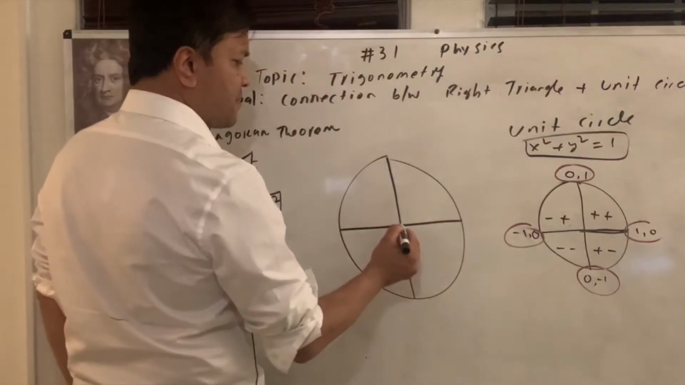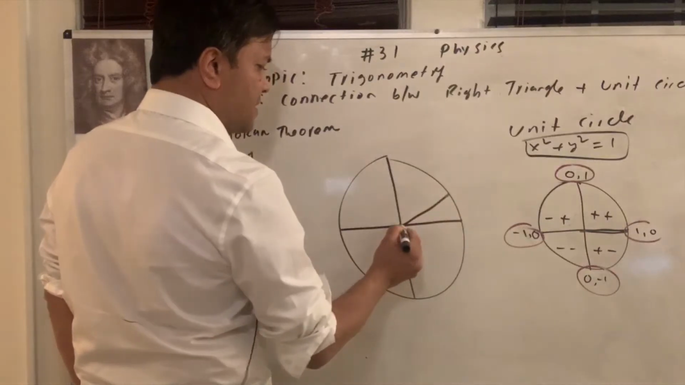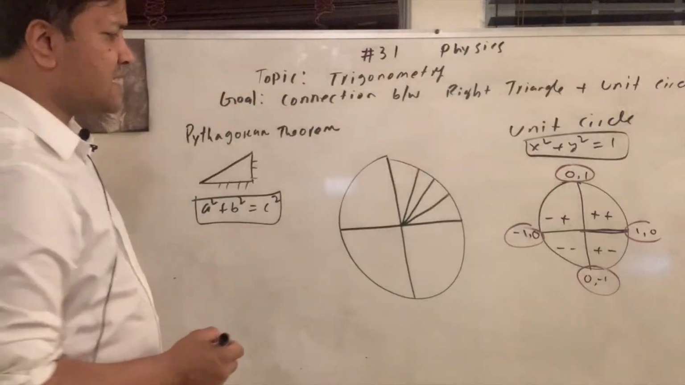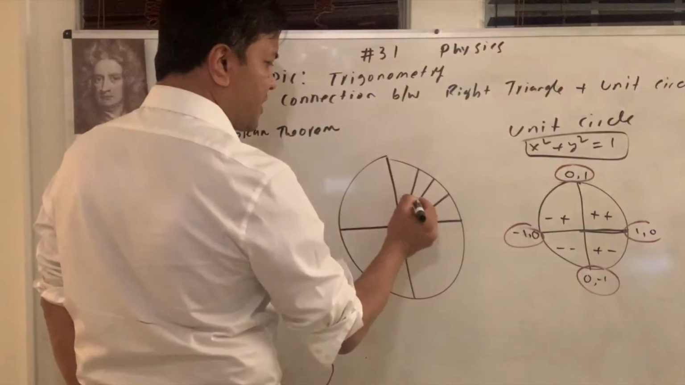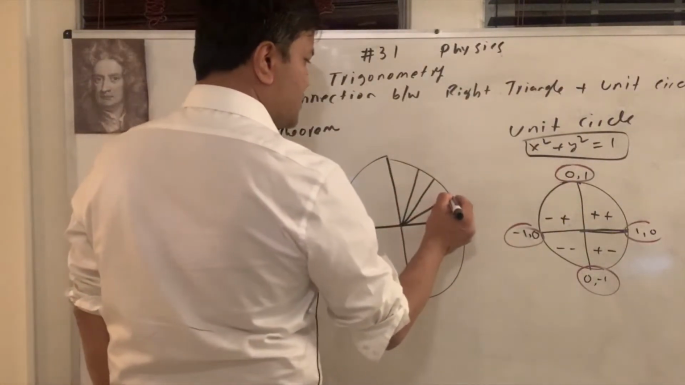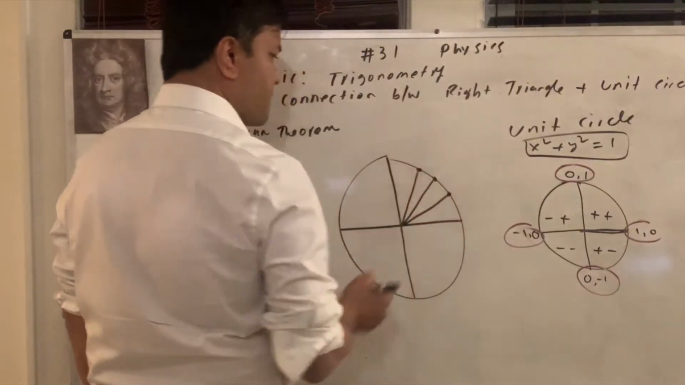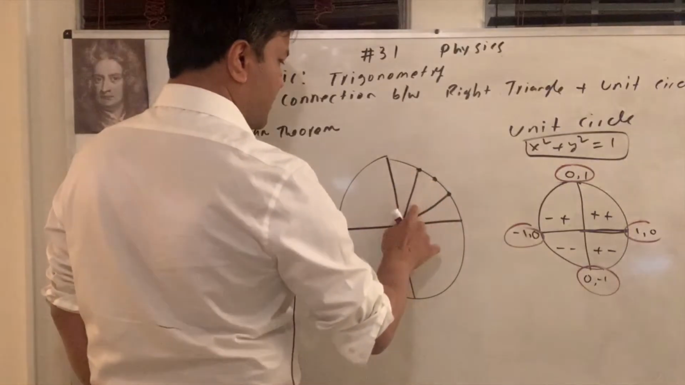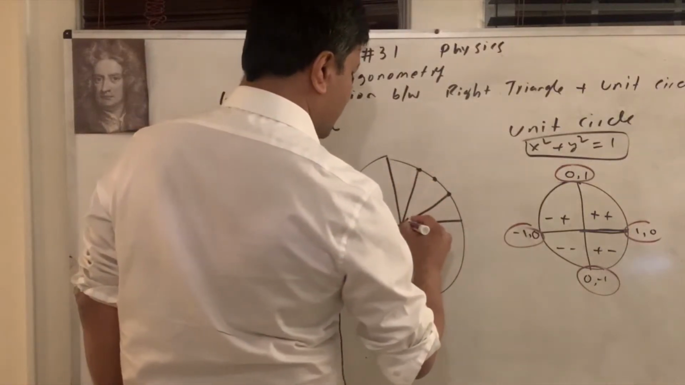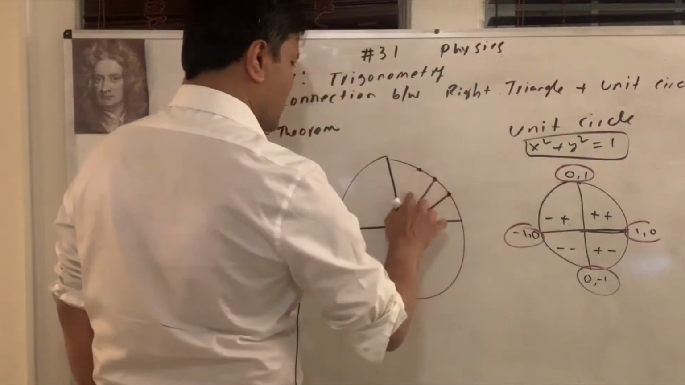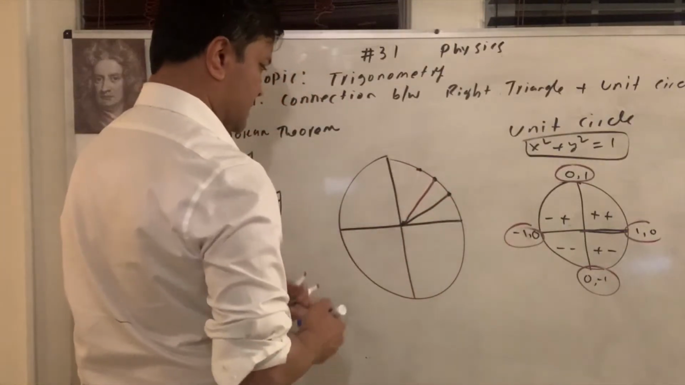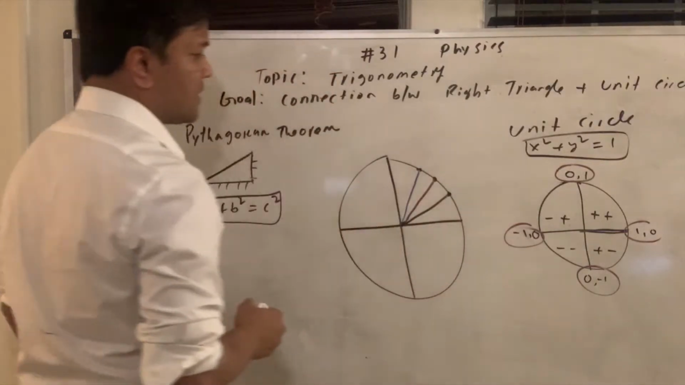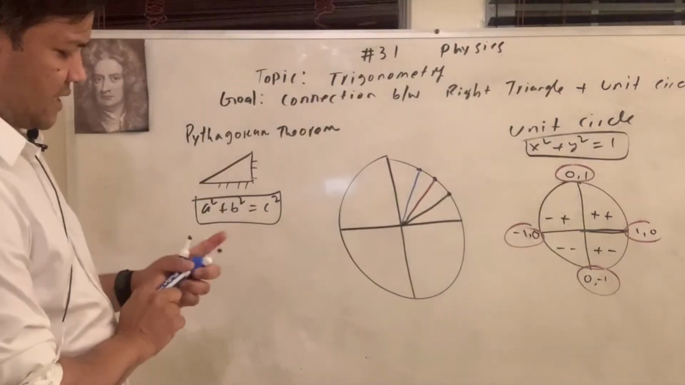All right, so this is my 30 degree, this is my 45 degree, and this is my 60 degree. So 30, 45, and 60. I'm going to use a different color to write 30, 45, and 60, and in a few seconds you're going to see the reason why I'm doing that.